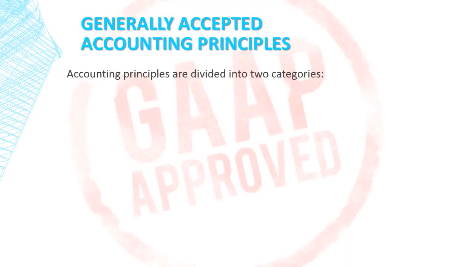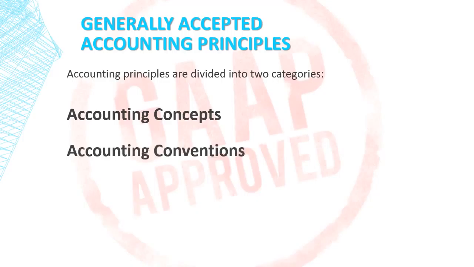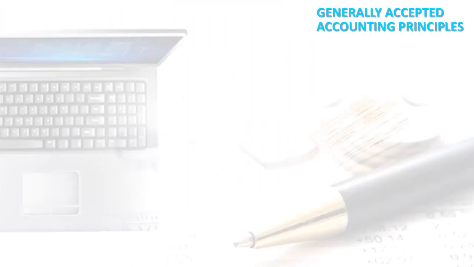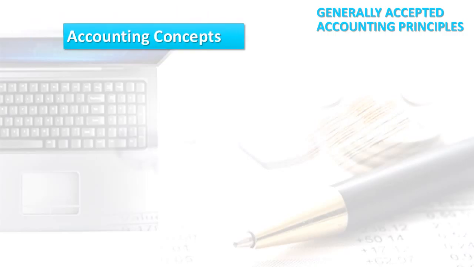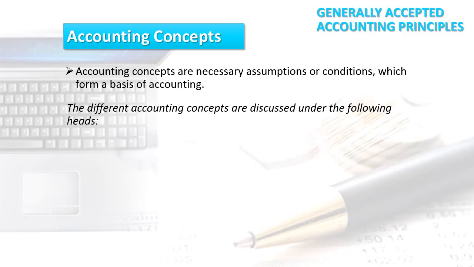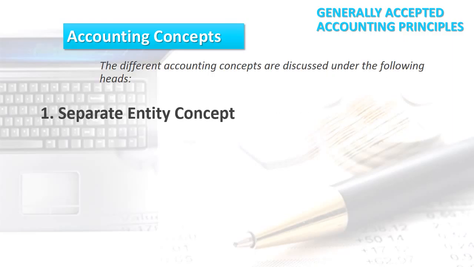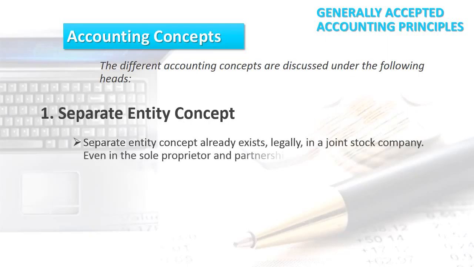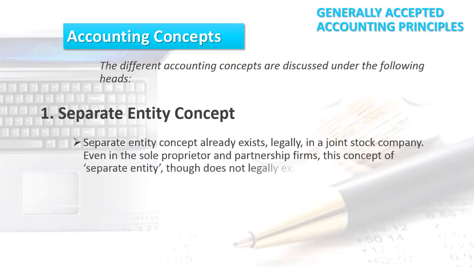Accounting principles are divided into two categories: accounting concepts and accounting conventions. Accounting concepts. Accounting concepts are necessary assumptions or conditions which form a basis of accounting. The different accounting concepts are discussed under the following heads. Separate entity concept. Separate entity concept already exists legally in a joint stock company. Even in the sole proprietorship and partnership firms, this concept of separate entity, though it does not legally exist, is presumed to exist for accounting treatment.